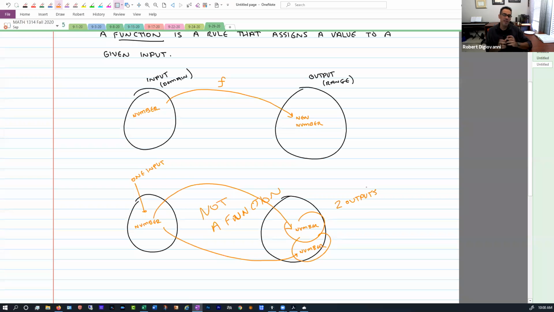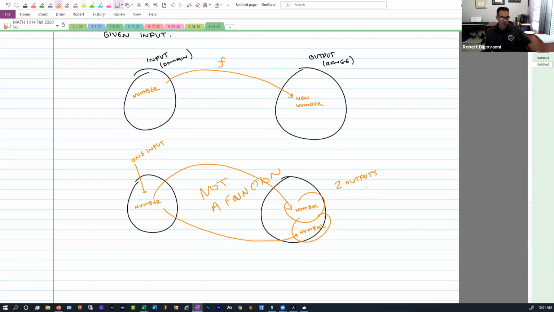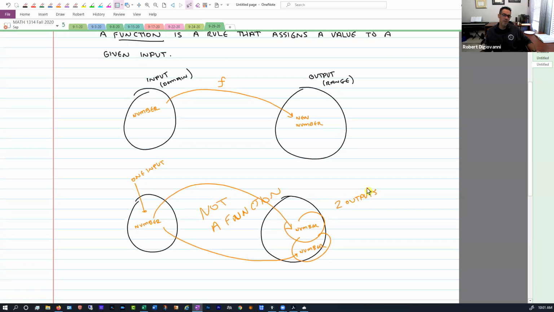So not every single thing that we could ever think of that takes a number in and does something to it is a function. But anything that takes one number in and spits one number out is an example of a function. All right, so I'm going to try and give you an example of a real world function.